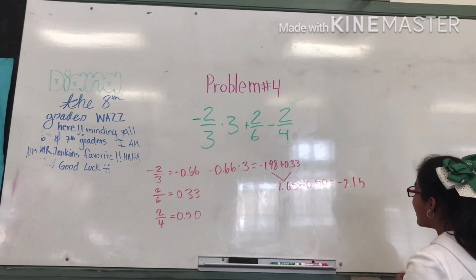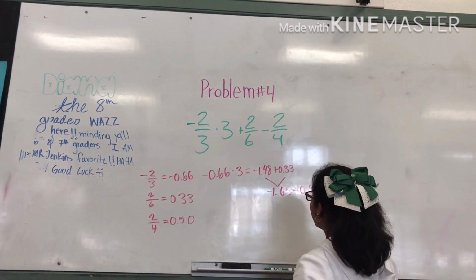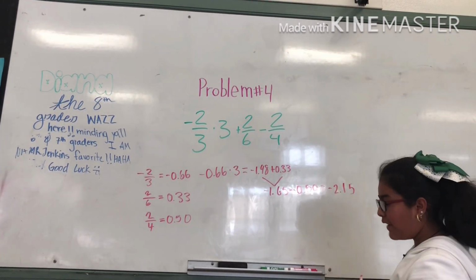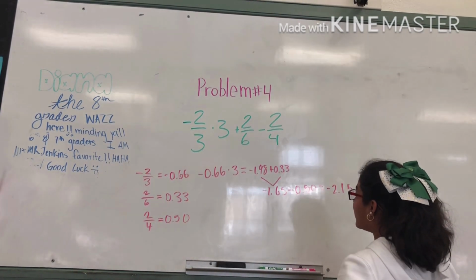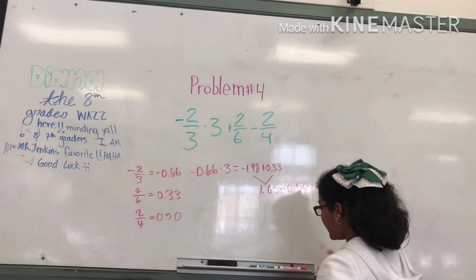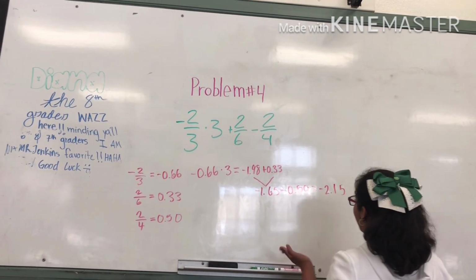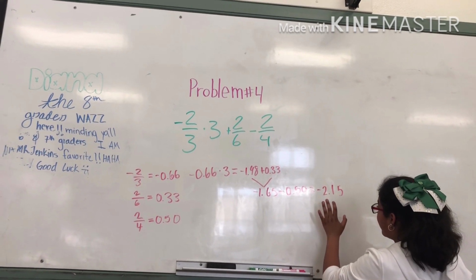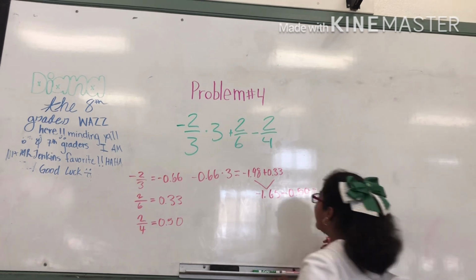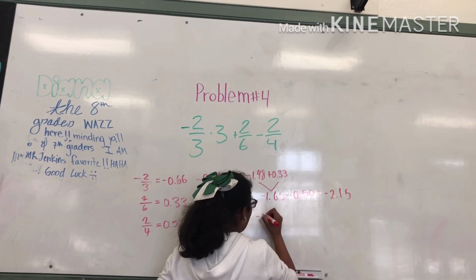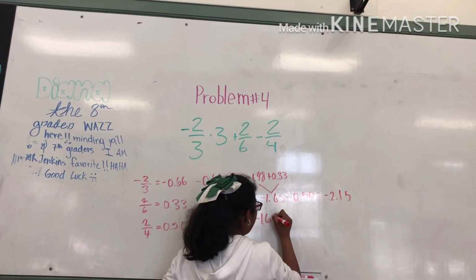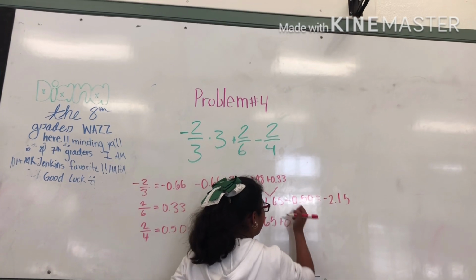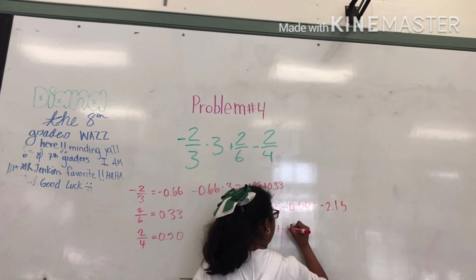How I got that answer is since we are in the negatives on the number line, we are going left. So it is like we are adding 1 and 65 hundredths plus 0 and 5 tenths, which would give you 2 and 15 hundredths. But since we are in the negatives, it would be negative 2 and 15 hundredths.